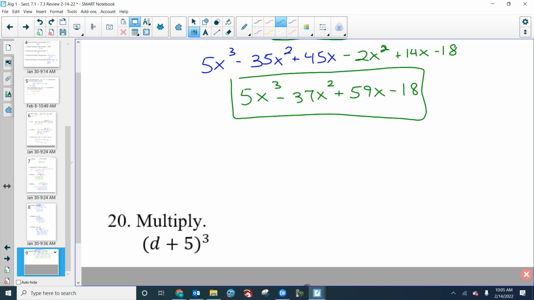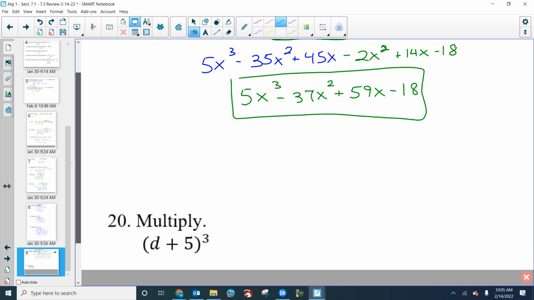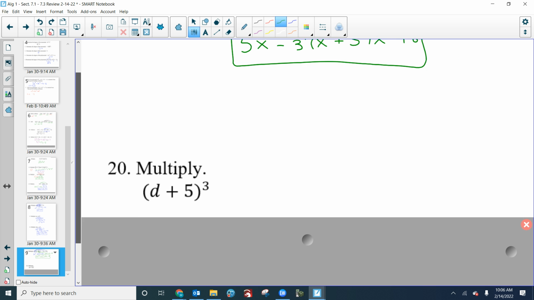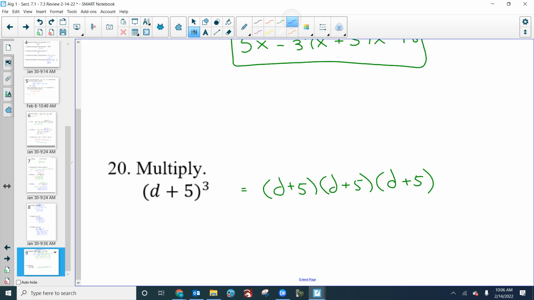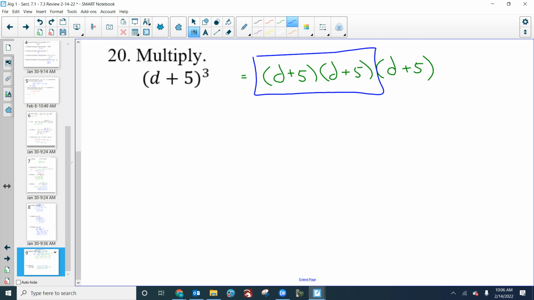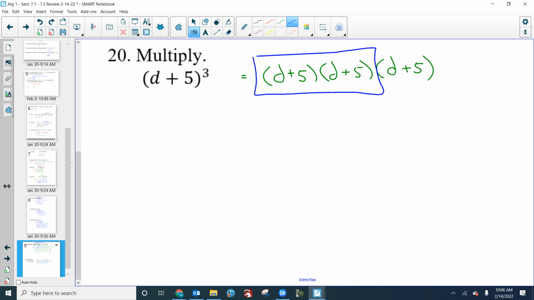What's the last problem here? D plus 5. Is this the last one on your paper? Yeah. So what do we have to do here? Write it out 3 times. So D plus 5 times D plus 5 times D plus 5. We're going to FOIL these. And then when we get that trinomial, we're going to simplify it and then distribute the last D plus 5. Okay? I'll finish that video. This is going to get posted today. Make sure you study it.